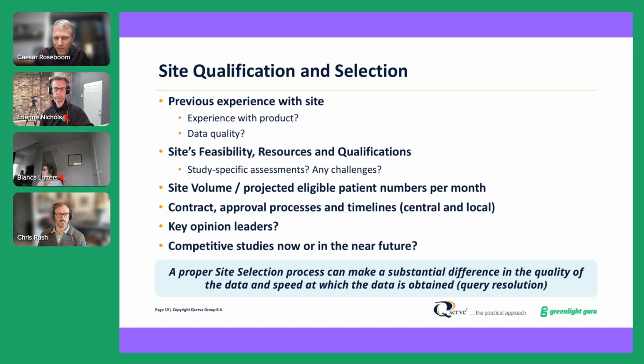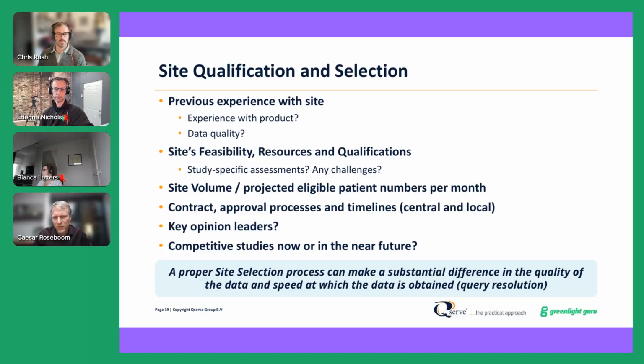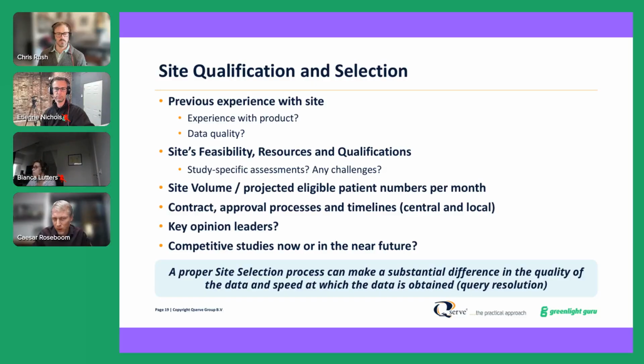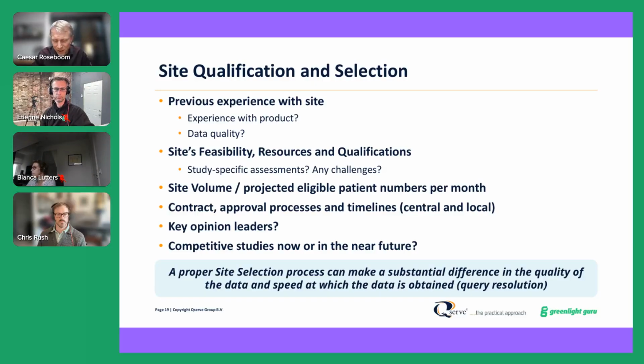And then, of course, site volume, I mentioned it already. Also contract and approval processes: they usually understand the process very well if they are experienced with clinical investigations, and they can give you pointers to help you minimize the time needed to activate the center. I already mentioned the key opinion leaders. Of course, it's a factor. Everybody understands it. But if you document the entire site selection process properly, then you can put this in there with a certain priority, but it's not the only factor.